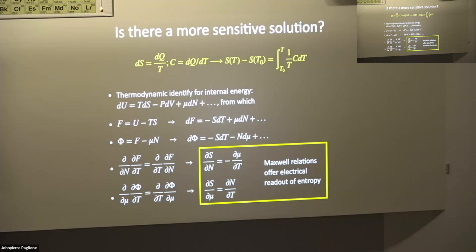And so for the rest of the talk, I'm going to show you two different ways of using these Maxwell relations to read out entropy. These are techniques that work much better in low-dimensional systems where you don't have much heat capacity.